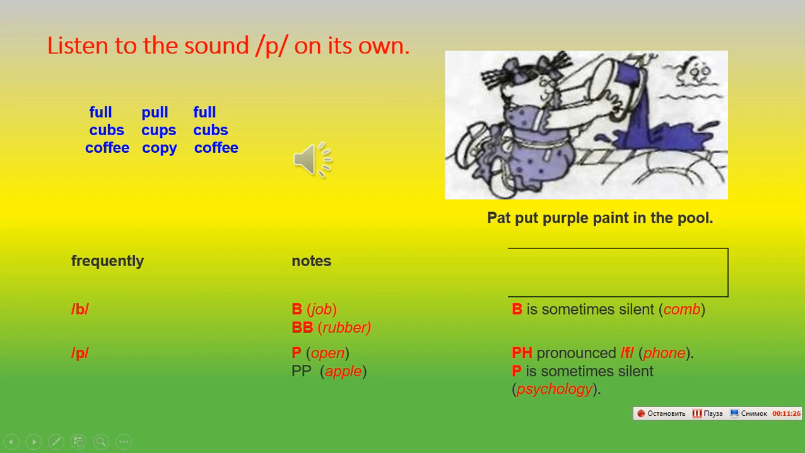Okay, now these sounds B and P. Notes. B: job; double B: rubber; P: open; double P: apple. B is sometimes silent, for example in the word lamb. PH is pronounced as in phone. P is sometimes silent, as in psychology.